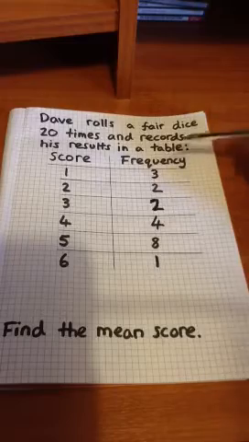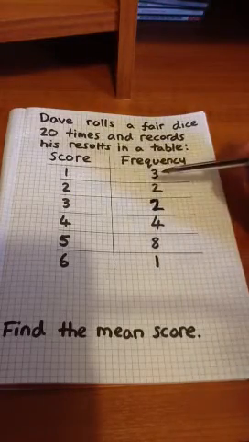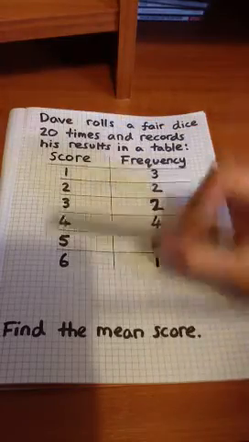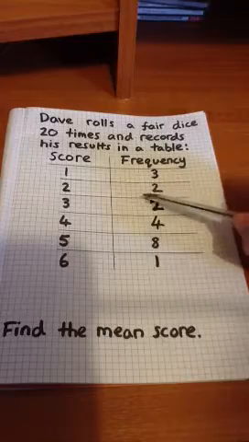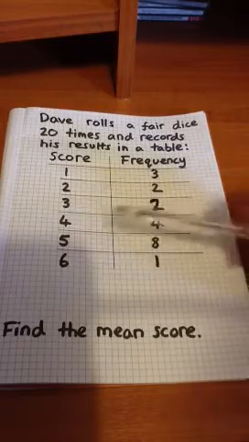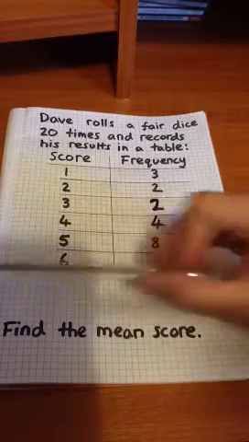Now frequency means how many times, so the total. So the total number of times that the score 1 came up was 3 times. So if we were to write this as a list, we'd have the number 1 written 3 times, then we'd have the number 2 written twice, then the number 3 written twice, the number 4 written 4 times, the number 5 written 8 times, the number 6 written 1 time, and so on.